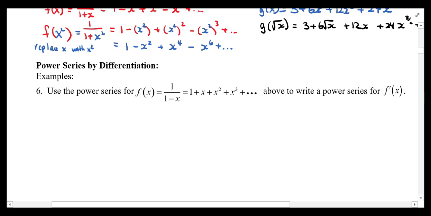Notice if I call this f of x, I can now actually ask you for the derivative of this. Yeah, you're right. I can find the derivative. So use the power series for f of x, and now I'm going to ask you to write down f prime of x. And as I take the derivative of 1, that's of course 0. As I take the derivative of x, that's just 1. And then now I have 2x, and I have 3x squared, and so on and so forth. So yes, you can create derivative power series as well.